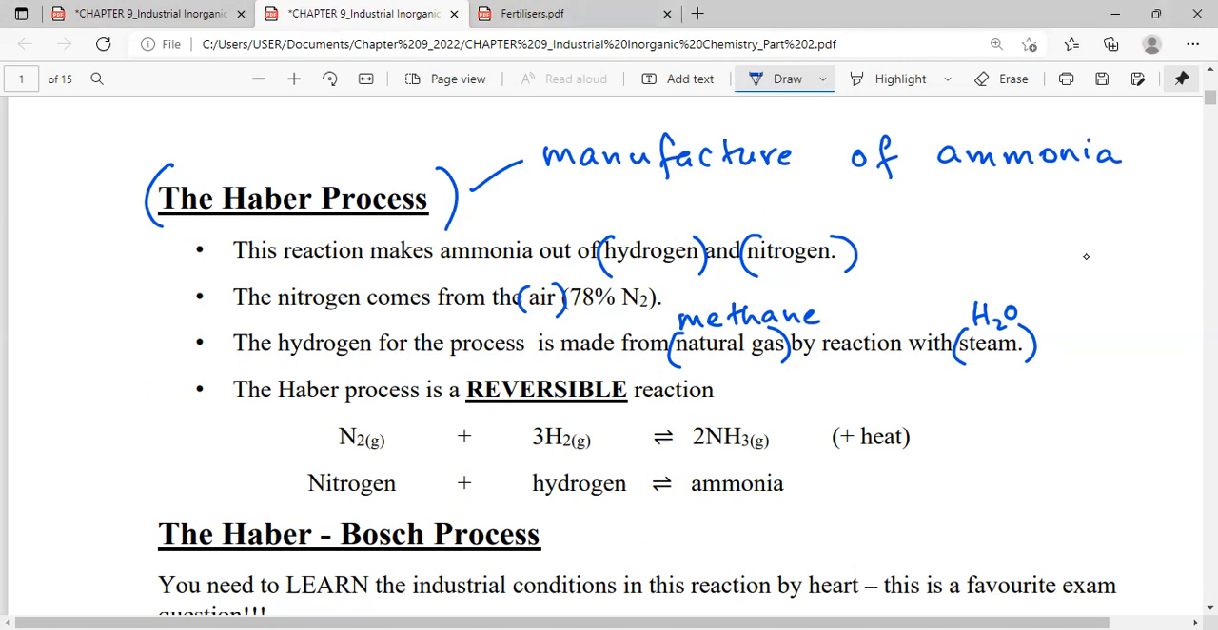Now, the Haber process is a reversible reaction. So you see here, look at the equation: nitrogen plus hydrogen gives ammonia, and this is the symbol for the reversible reaction. And this reaction is exothermic, so heat is given out. Plus heat means it's an exothermic reaction. Now, who can tell me what is a reversible reaction?